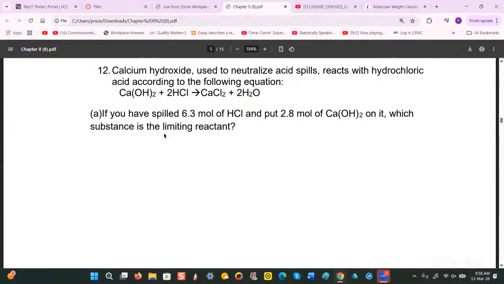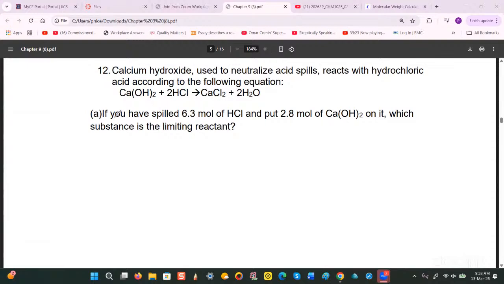In question number 12, they gave you a balanced equation, and they said in the A part, if you have spilled 6.3 moles of HCl and put 2.8 moles of calcium hydroxide on it, which substance is the limiting reactant? So they're asking you directly to determine which of the 2 reactants is limiting. Once you determine which reactant is limiting, then any other reactant would be the excess reactant, right? You can have more than 2 reactants, and all the others would be in excess. Okay, so how do we do this?